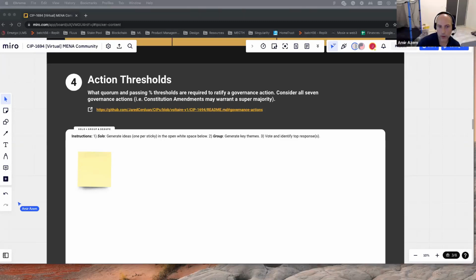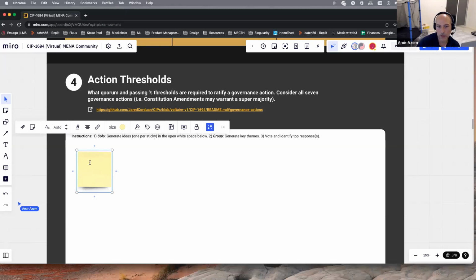So what quorum and passing percentage threshold are required to ratify a government action? And they're saying consider all 7. So maybe what we should do is I'll write down the 7 types of constitutions in these boxes, and we can just decide on numbers. Yeah, I think Nadim was asking the same. I think Nadim just went to, he has a call, but yeah, I think that's a good idea.